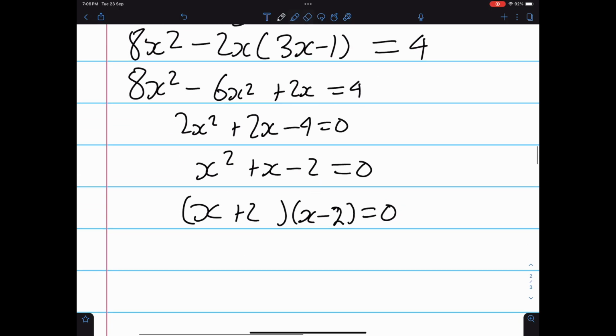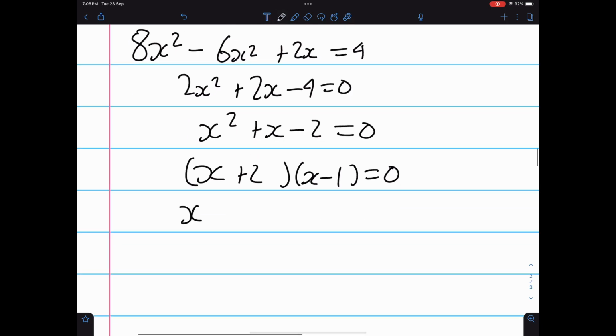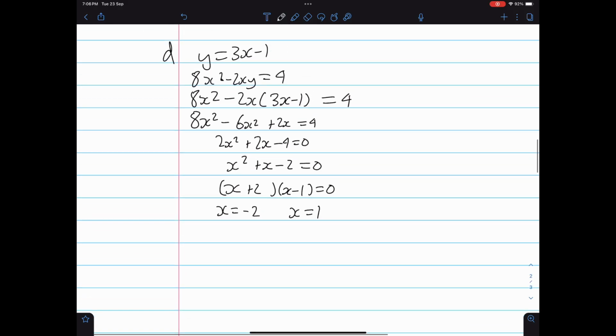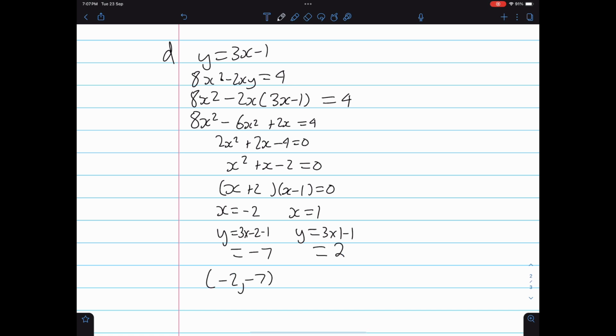Sorry, not x minus 2, that's just x minus 1. So that will be x equals minus 2, x equals 1. And then our y will be 3 times minus 2 minus 1, so that's minus 7. And then y is 3 times 1 minus 1, which is just 2. So the intersections, or the solutions, are negative 2, negative 7, and 1, 2.